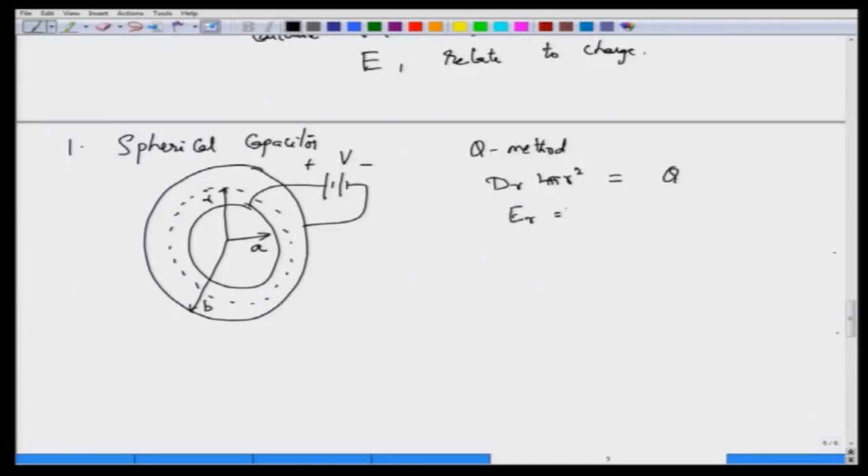From here, I know what the electric field E_r is. E_r is given by q by 4 pi epsilon r square. What is epsilon? Epsilon is the permittivity of the material that fills this region. Okay. So, the material that is filling these two media, right. So, I calculate the electric field here. This electric field will be valid from A to B, that is, in the region between the two concentric shells.